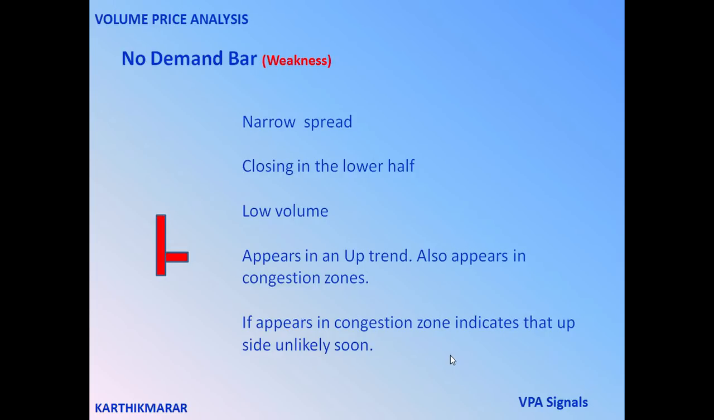Now the next one, which is very common, is the narrow spread with the no demand bar. A no demand bar is a narrow spread bar closing in the lower half, and the volume is always low. It appears in an uptrend and also in a congestion zone. And if it appears in a congestion zone, it indicates that the upside is not likely to come soon.